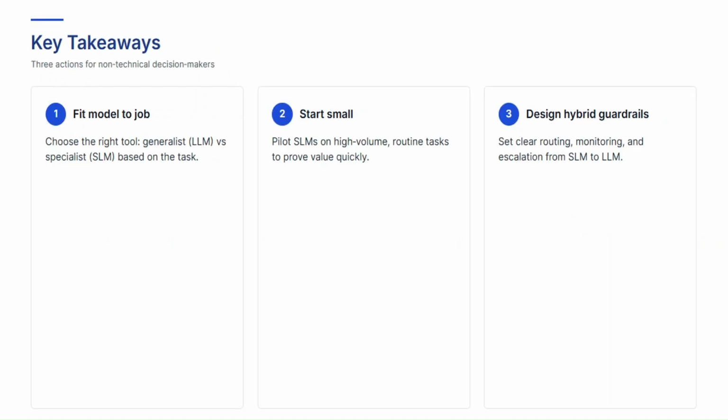Here are three practical takeaways for non-technical decision makers. First, fit the model to the job. Don't use a large model when a small one will do. Second, start small. Pilot SLMs on high-volume, routine tasks to prove value quickly. Third, design hybrid pathways. Clearly define when work stays with SLMs and when it escalates to LLMs. This is how AI delivers real business outcomes, not just impressive demos.